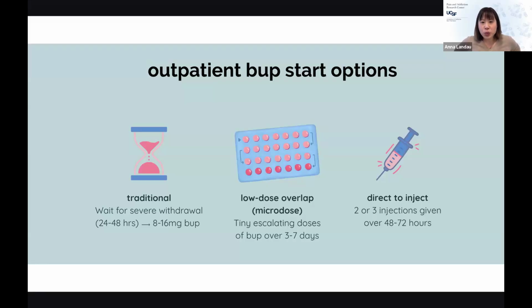And so we thought it might be helpful to go through what are the most common ways that people start buprenorphine in the outpatient setting. And these three methods are the most common ways that we do this in San Francisco.